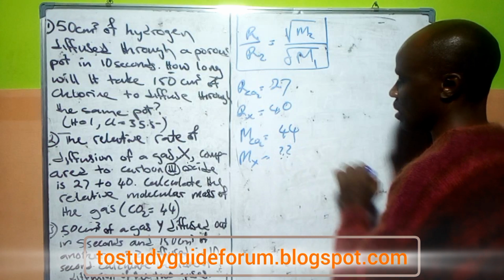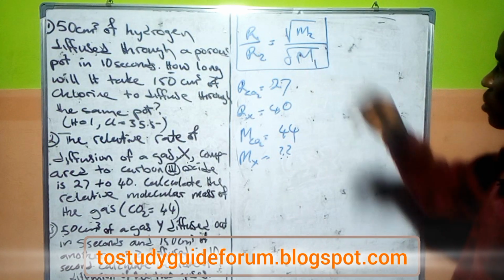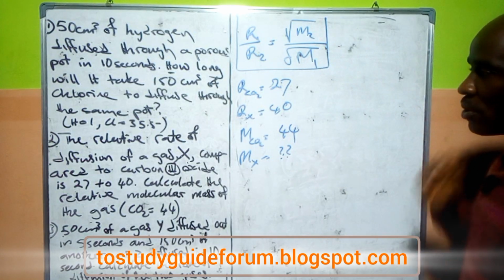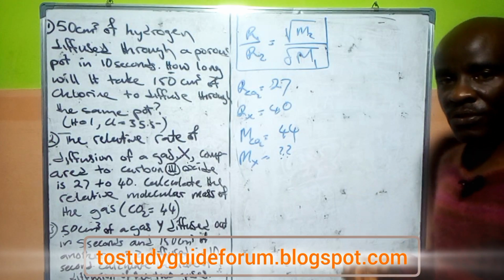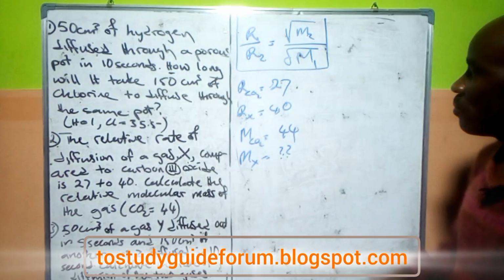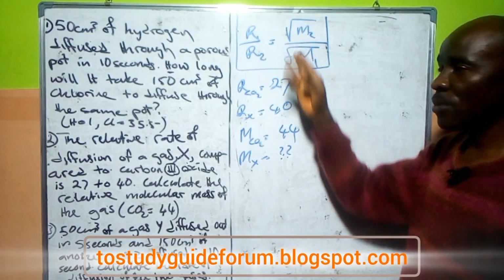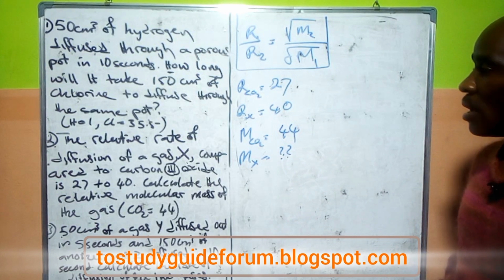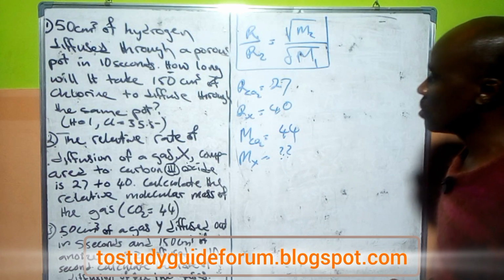We can put a question mark here. So looking at this, we can use this formula since we are looking for the relative molecular mass. The other one we used the vapor density to solve it. Here now we're using the relative molecular mass of those compounds. So now let's look at what we have.